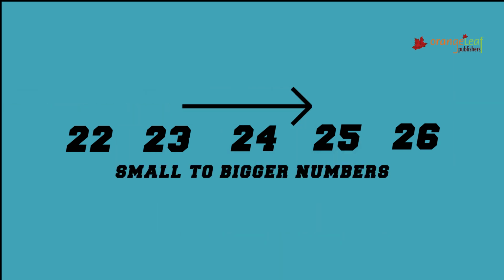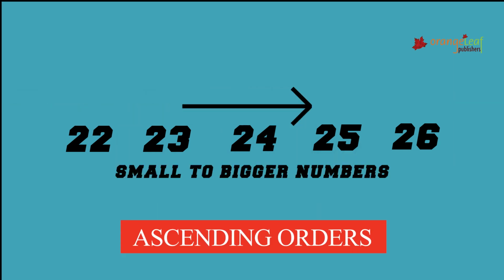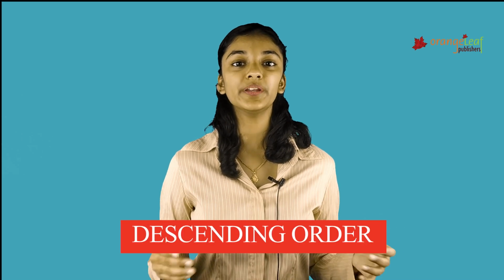Ascending order. Observe the given stars. They are arranged in an order from small to big. Similarly, when numbers or things are arranged from smaller to bigger order, we say they are in ascending order. We also call it increasing order. For example, 22, 23, 24, 25 and 26. These go from small to bigger numbers. These are in ascending order.